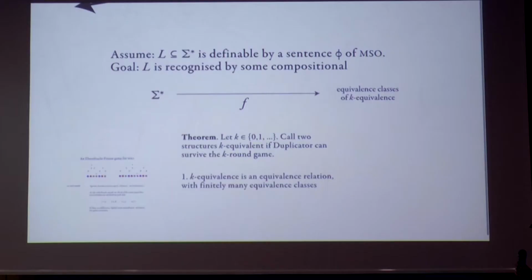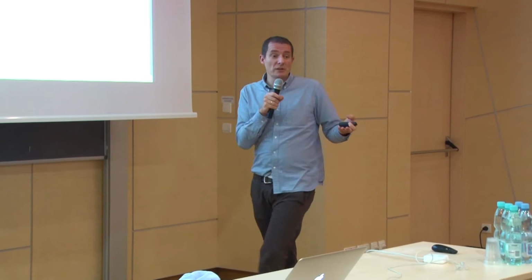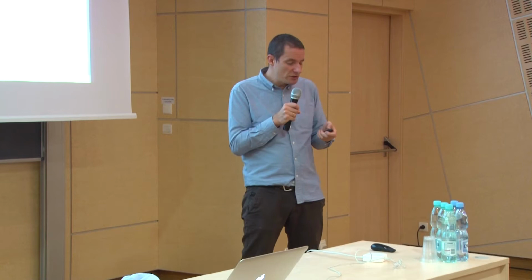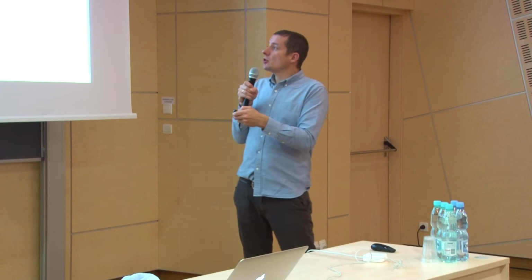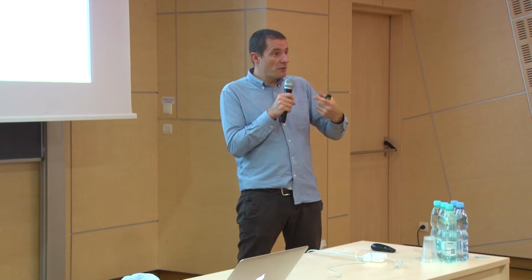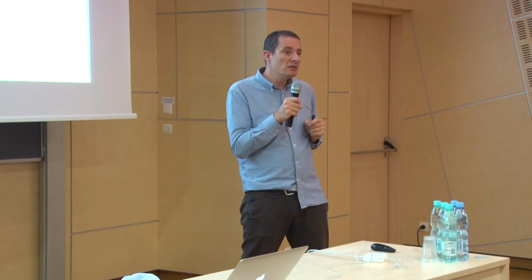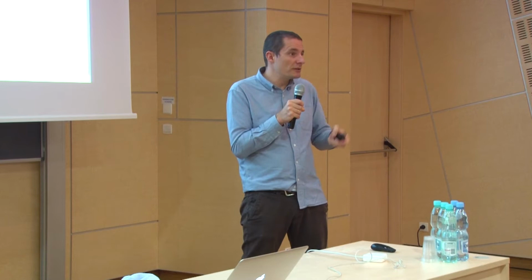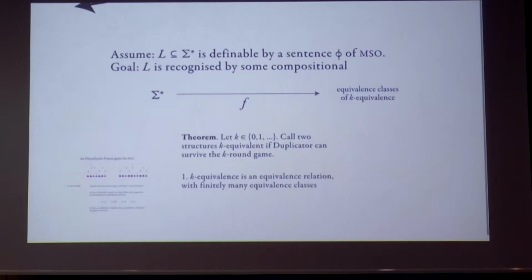It also has finitely many equivalence classes. This is something that Stefan mentioned. There are several ways to see it. One of them would be as follows. As I mentioned, your equivalence class under k-equivalence is the same thing as the set of MSO formulas of quantifier rank k that you satisfy. If you normalize MSO formulas of quantifier rank k by removing duplicate subformulas, then there are finitely many different MSO formulas that you could write, and therefore finitely many equivalence classes. So this is a function into a finite set, a well-defined set, because it's an equivalence relation, and it's finite.